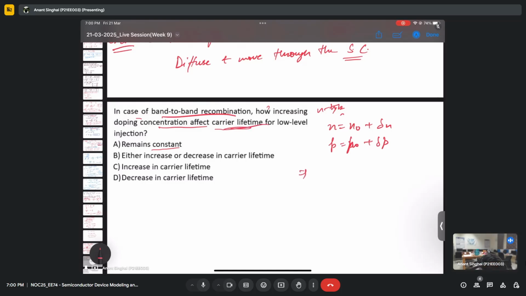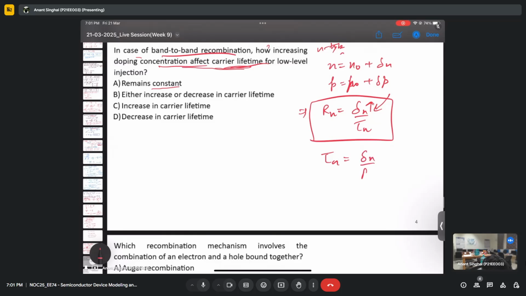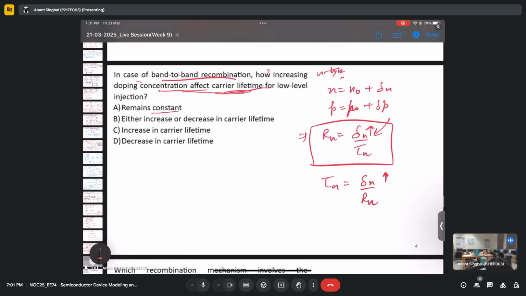Okay. So lifetime is basically, let's say if I talk about the recombination rate only, it was del n over tau n. How does the doping concentration affect a low level injection? So if we increase the doping, what will happen? The time will be del n over Rn. Now it is saying that if we increase the doping, what will happen to the carrier lifetime? It is not clear if it is asking for minority or majority. So there can be two things here. For minority, the lifetime should increase, and for majority, that will be the opposite of this. Majority lifetime we can also find. I have not covered that, but it can be easily calculated.